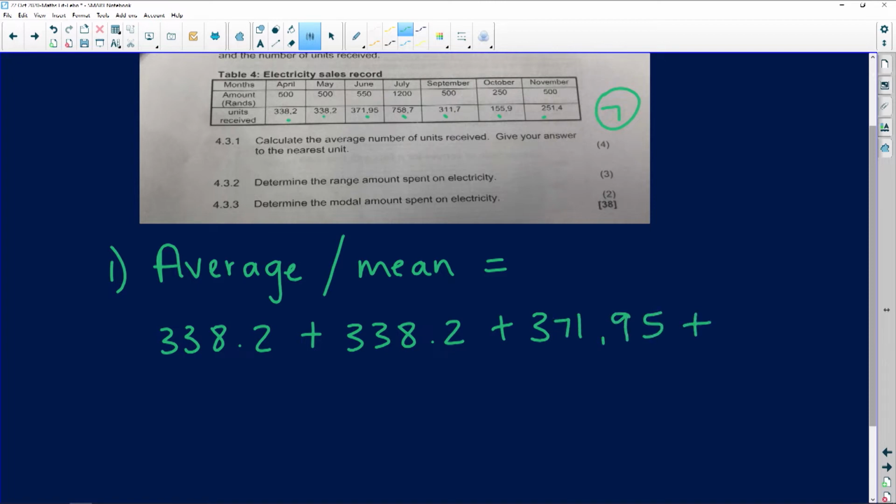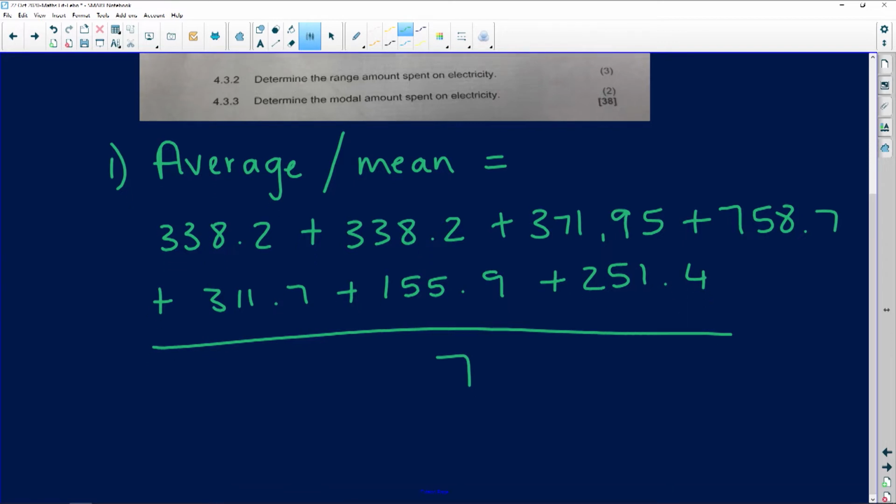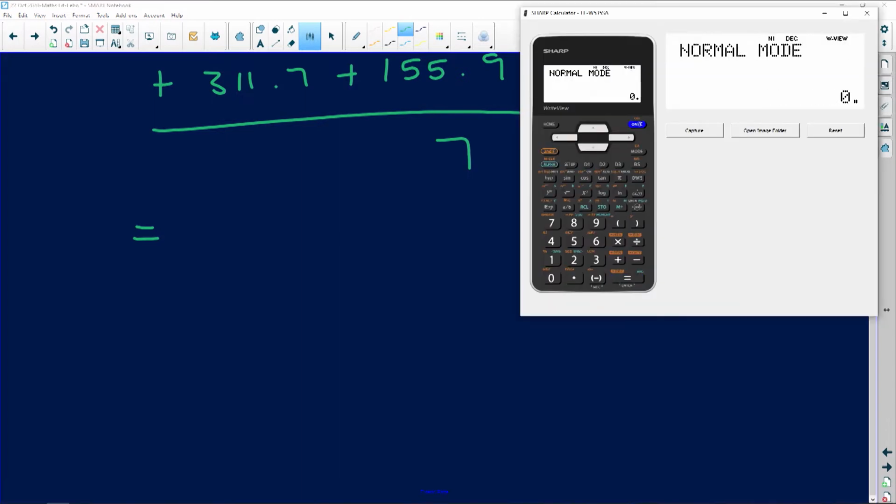95 plus 758.7 plus, it's longer than I thought, 0.7 plus 155.9 plus 251.4 divided by 7, because it's 7 numbers. 1, 2, 3, 4, 5, 6, 7. And then now we go and we get our answer. This is out of 4. You would get a mark for adding and you would get a mark for that and probably 2 marks for the answer itself. Let's go and add that in our calculator.